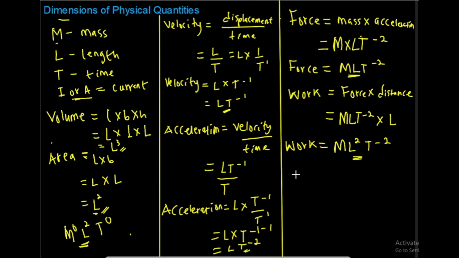So let's take more dimensions. Let's say we want to take that of energy. Now we know two very common types of energy: the potential energy, gravitational potential energy, and also the kinetic energy. So let's say we want to use the formula for kinetic energy to get the dimension for energy. So kinetic energy, basically, we have half mv squared.